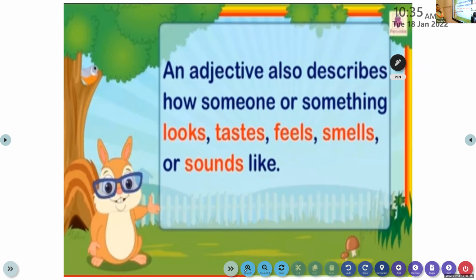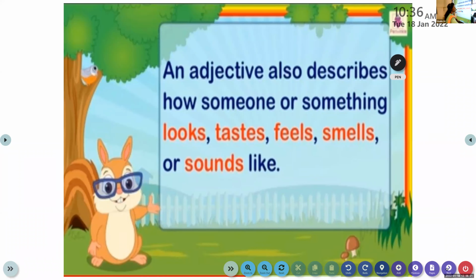Not only that, adjectives also describe how someone or something looks, using all your sense organs. That is looks, taste. When you taste something, don't you tell it is sweet, bitter, salty? Okay, then feels only when you touch it. Smell with your nose and sounds with your ear. So using all your sense organs, adjectives also describe how someone or something looks, tastes, feels, smells, and sounds.